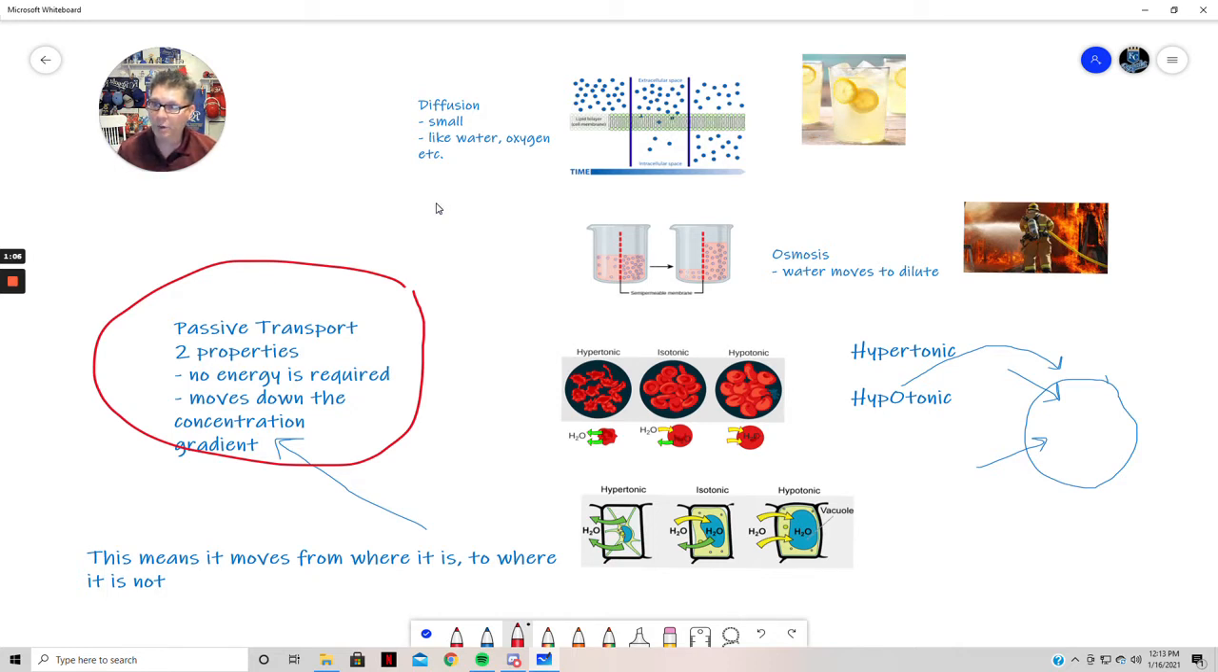And the second property, and it's kind of an odd phrase, moves down the concentration gradient. At first glance, if you don't have any familiarity with those words, you're thinking, I don't even know what that means. And that's fine, because that's why we're here. So what that means, and now we're down here, this phrase right here, it means that it moves from where it is to where it is not.